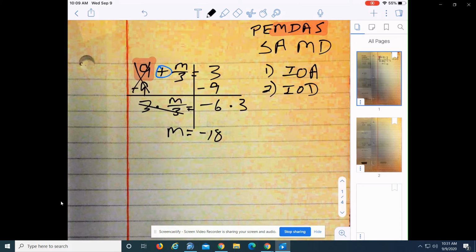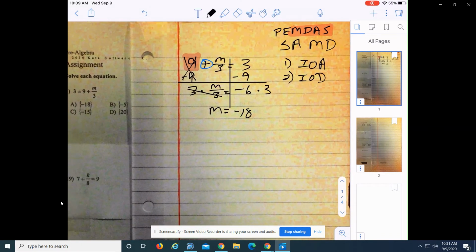Notice how I called those steps the inverse of addition and the inverse of division. I'm doing the opposite. The word inverse means opposite. If it says to add, you're going to subtract. If it says to divide, you're going to multiply. Looking at the next problem, it says negative 18.